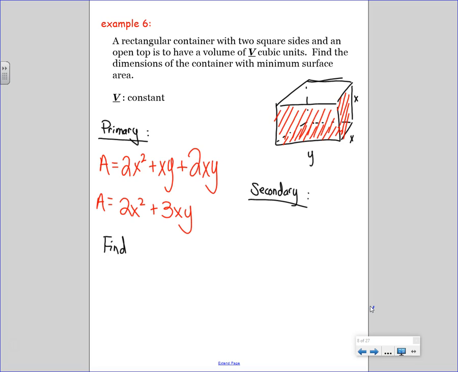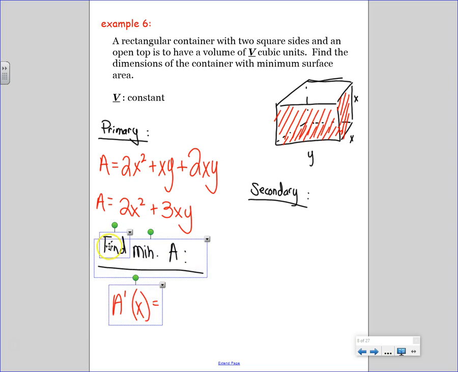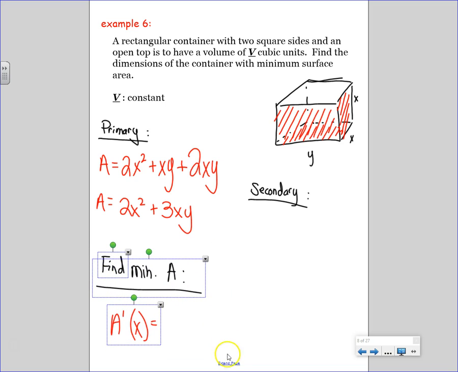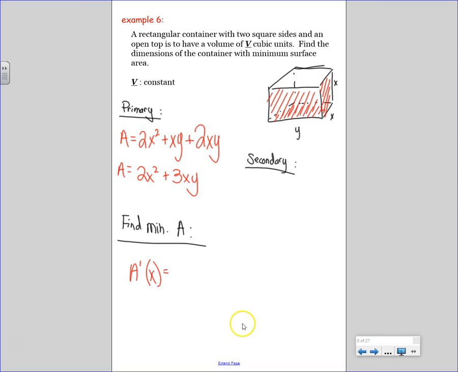We want to find the minimum A, right? Which means we do calculus to A, which means we want A prime. But dilemma, don't I just want A prime of x or of one variable? Who doesn't belong? That y. Okay, let's get rid of them. What's our clue? Wait, there's no number. I don't care. What's our clue? What else do they talk about? That is constant. Volume.